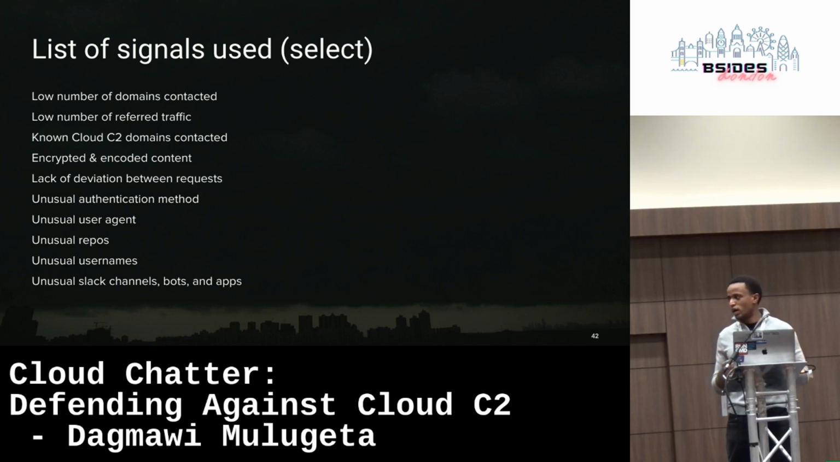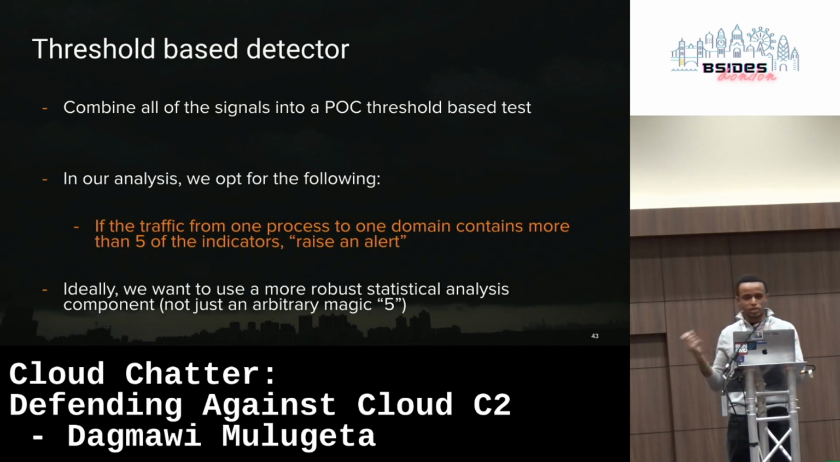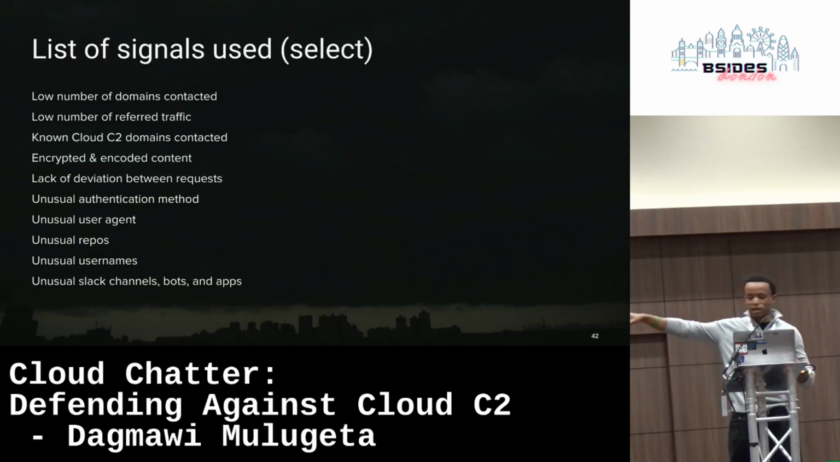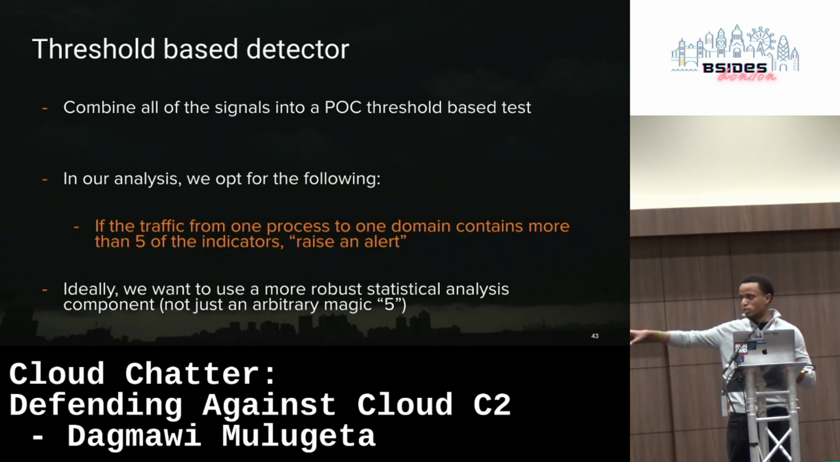And we're going to use this and send this to the decision component. Now, this is an area that's still in research, but for the sake of just completing the process and seeing if it works, we created our own decision component that just says if the traffic from one process to one domain contains more than 5 of these signals, we want to raise an alert. So that's just a simple check at this point. Ideally, we want something a little bit more robust, something more statistical. But for the sake of doing the POC, we just went with that particular detection.